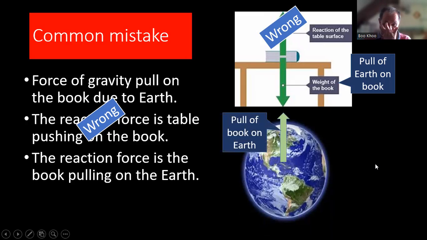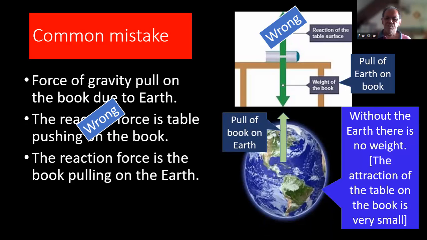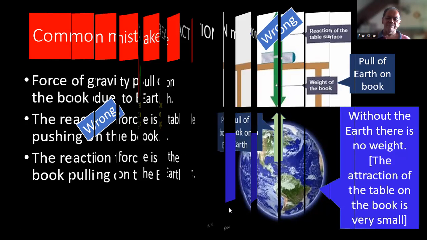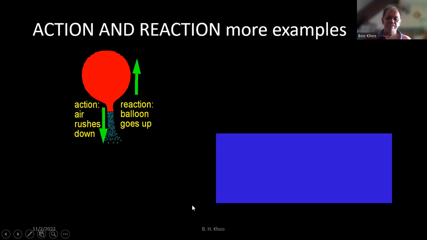The pull of the book on the earth is the reaction force. Without the earth, there's no weight. The acceleration of the table on the book is very small, so that reaction force is not from the table, that reaction force is because of the earth.